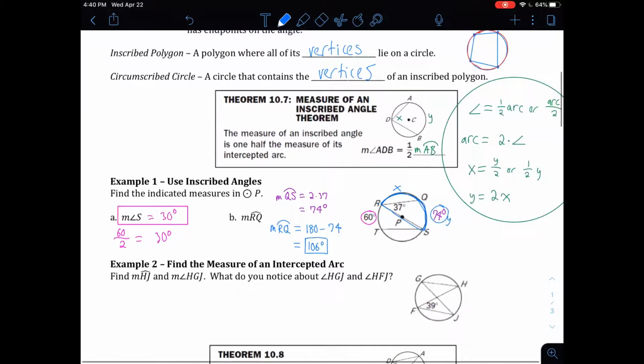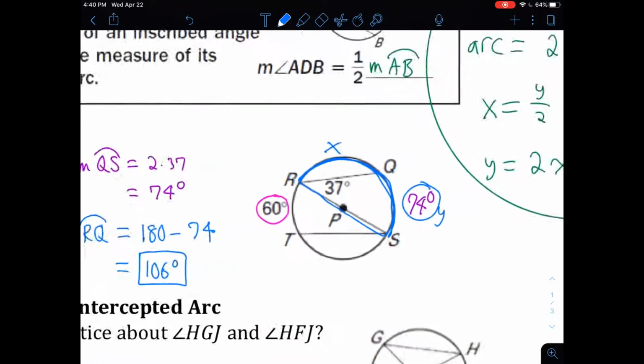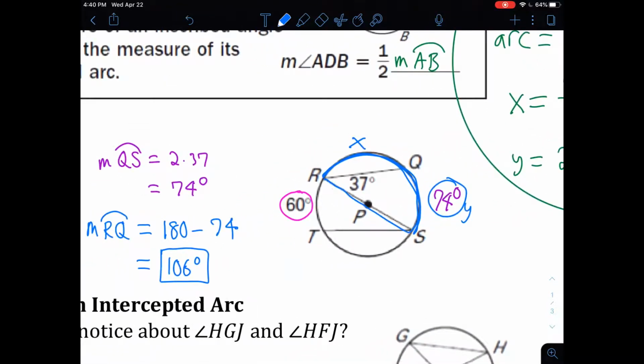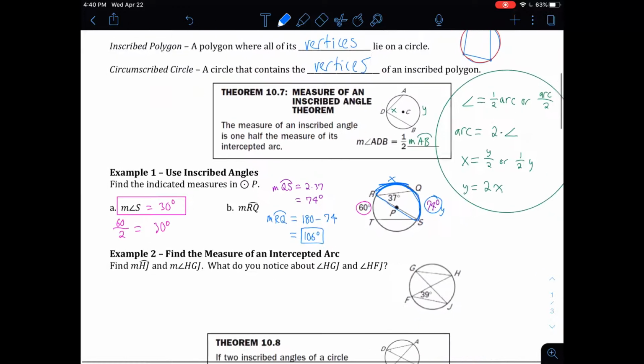Okay? So sometimes you have to kind of walk your way across the diagram a little bit. We couldn't really do anything with this arc right up here yet, because there's not really an angle that intercepted it nicely. So sometimes using semicircles is a really good trick to figure out other missing angles in arcs, okay? All right, sounds good.